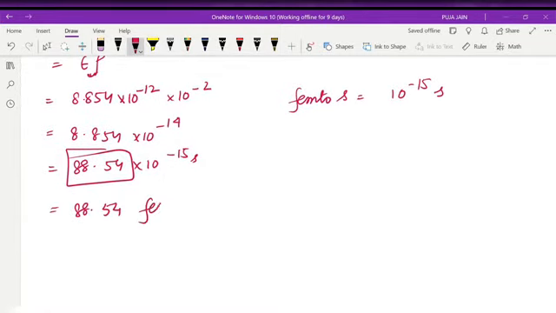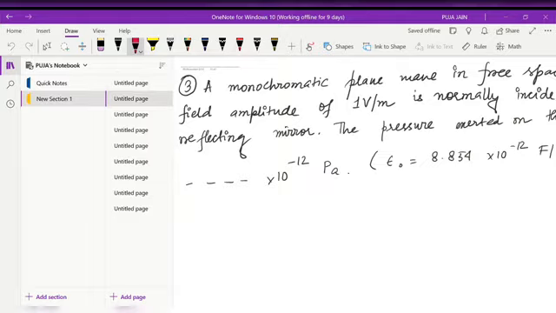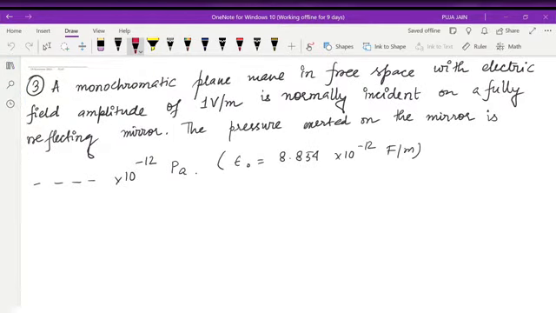I hope you understood this. Now we will proceed to our third question. The third question is: a monochromatic plane wave in free space with an electric field amplitude of 1 volt per meter is normally incident on a fully reflecting mirror.